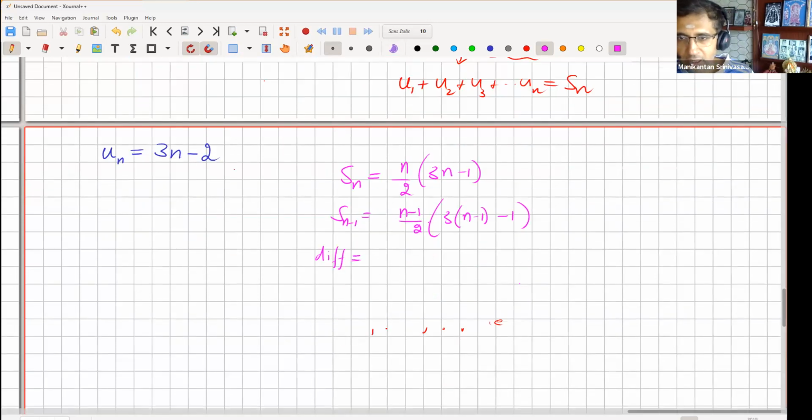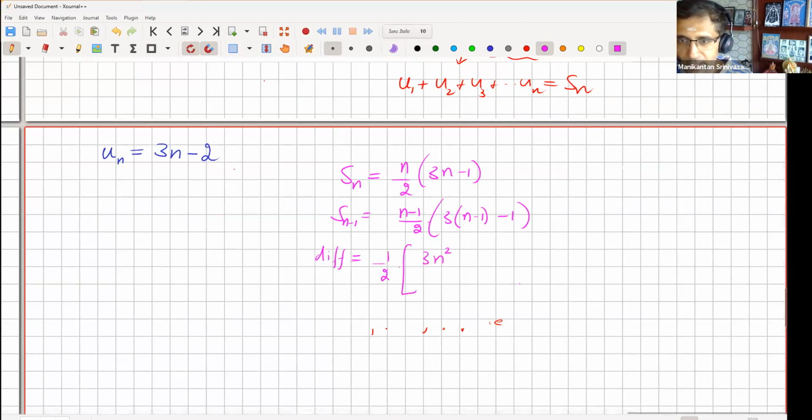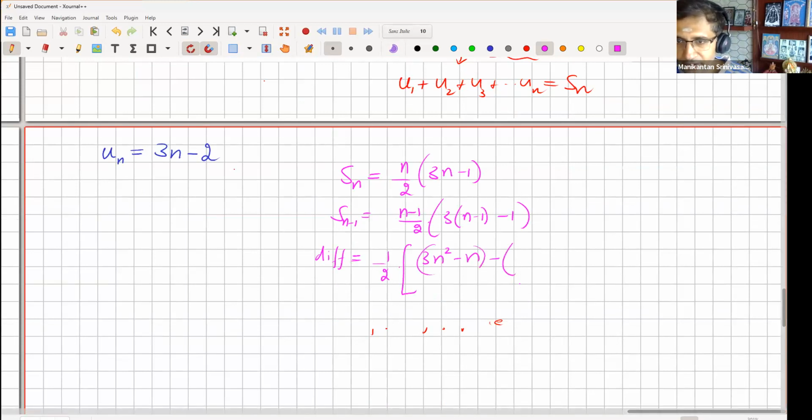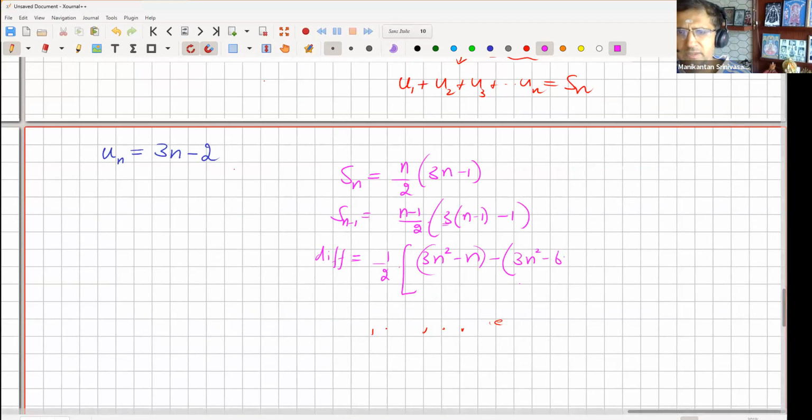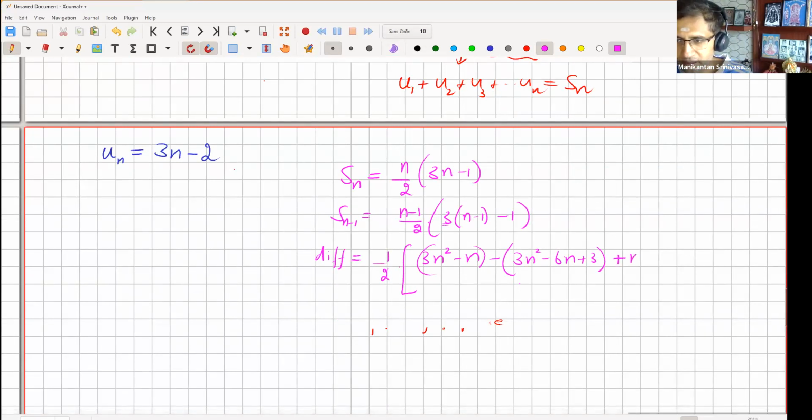So what is it? I'll keep the 1 by 2 outside since it's always outside. So n times 3n minus 1. So it's 3n square minus n minus 3 times n minus 1 whole square, right? So it's 3n square minus 6n plus 3, right? That's 3 times n minus 1 whole square. And then minus of n minus 1. So minus minus becomes plus. I mean, just doing simplification, nothing big, right?